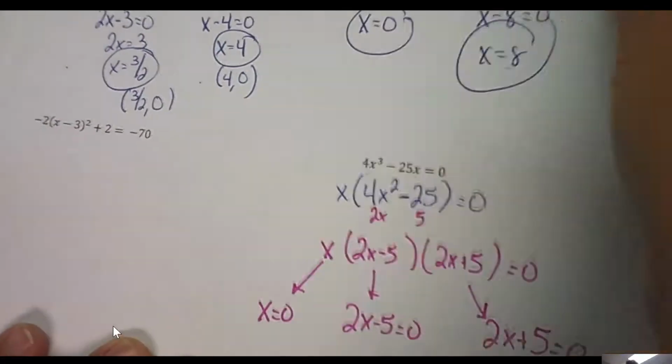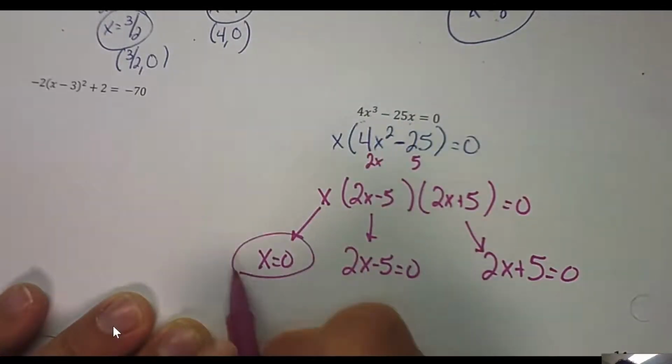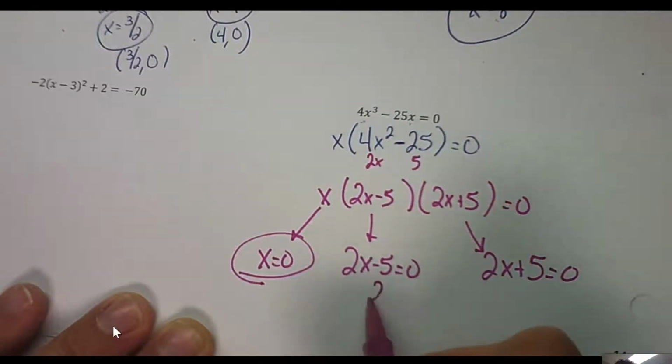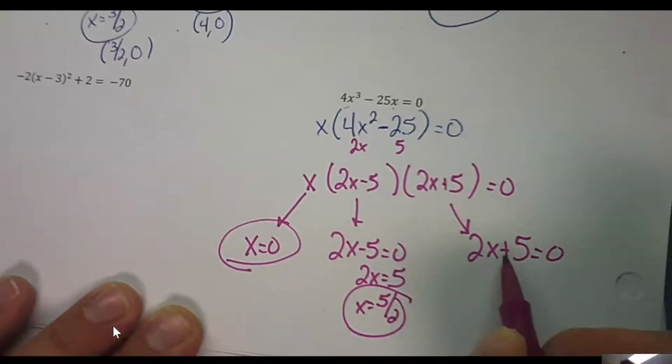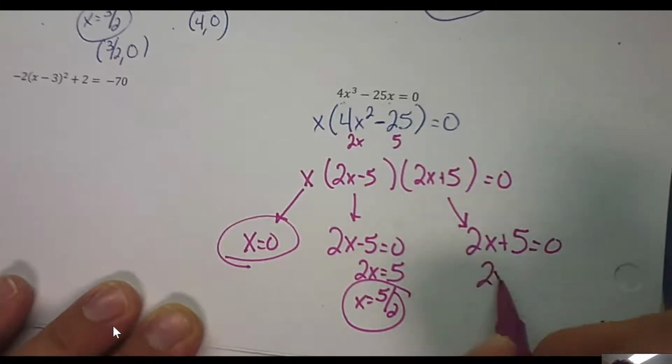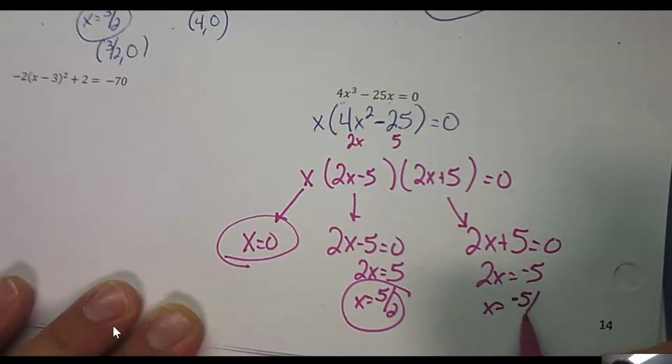Whoops, you couldn't see that. So this one's already solved, and this one I'll add 5, and then I'll divide by 2, and I get 5 halves. And in this one, I'll subtract 5, divide by 2, and I get negative 5 halves.